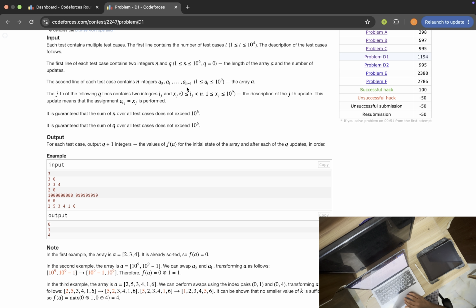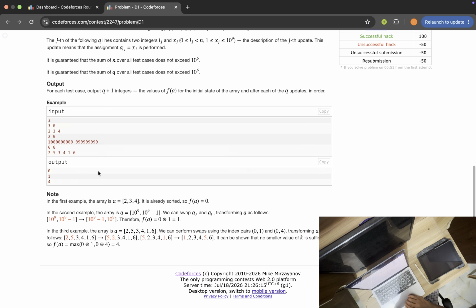Then the n values a_0 up to a_{n-1}, and the updates follow. For output, q plus 1 values, so with 0 updates, one value. Two, three, four. Okay, the answer is 0. It's already sorted.